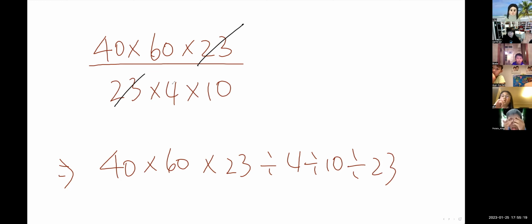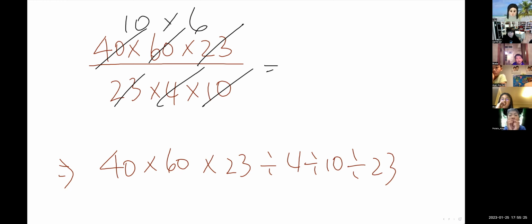So 23 and 23 are gone. 60 divided by 10 equals 6. 40 divided by 4 equals 10. So the answer is 60. Get it, everybody? So this is much, much quicker, okay?